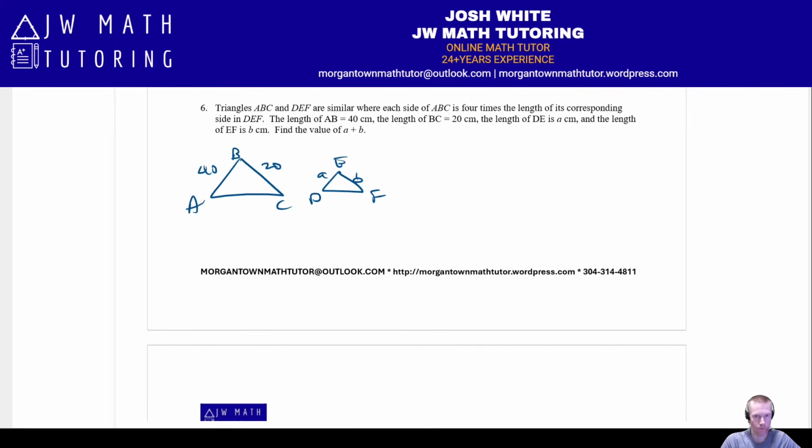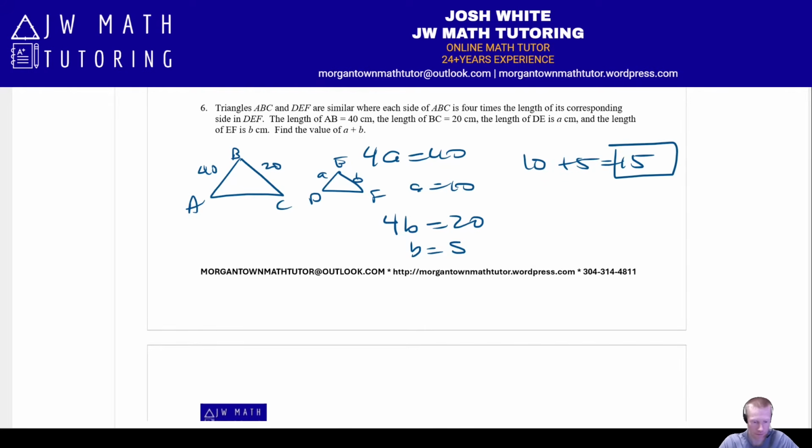So A is 4 times the corresponding side length. ABC is the larger triangle and DEF is the smaller, so that's our scale factor. So basically, A times 4 is equal to 40. Or in other words, A is going to equal 10. And similarly, B times 4 will equal 20. So B is just going to equal 5. So A plus B is 10 plus 5, which in this case would be 15. And that's it. Nothing else to do for this problem.